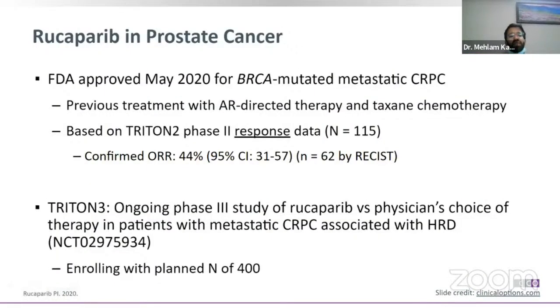So the second drug which has been approved by FDA in metastatic castrate-resistant prostate cancer (CRPC) is rucaparib, which was based on a phase 2 response-based study, the TRITON-2 study, with a confirmed overall response rate of 44%. The phase 3 study comparing rucaparib versus physician choice of therapy is still ongoing and recruiting, with a planned recruitment of 400.